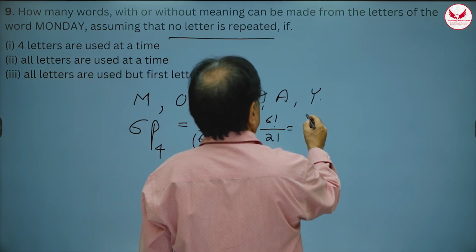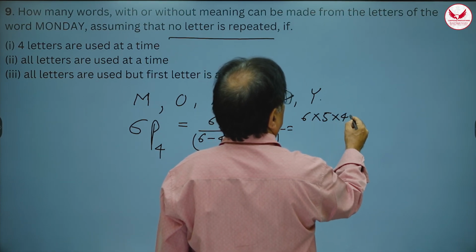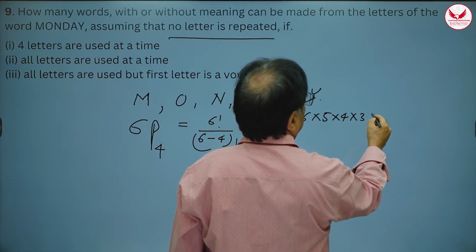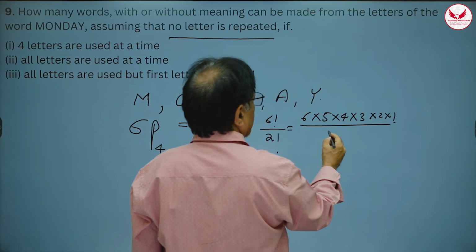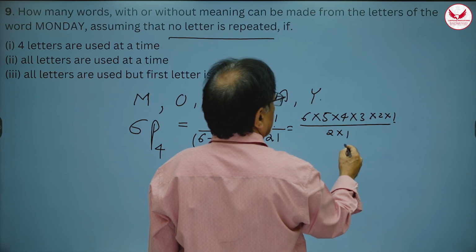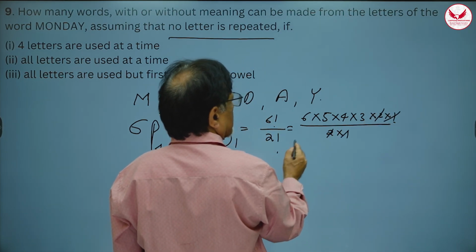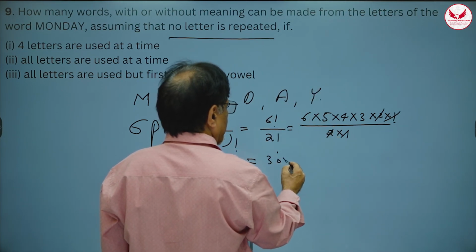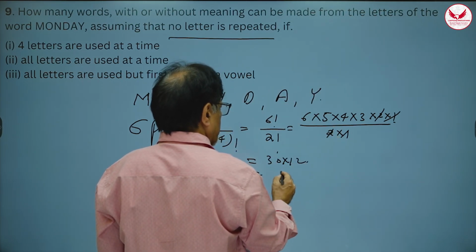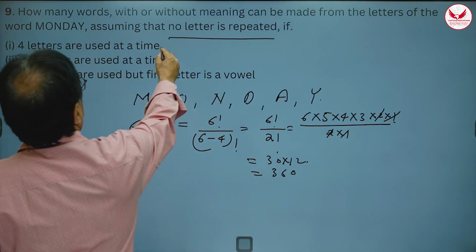And 6 factorial means what? 6 multiplied by 5 multiplied by 4 multiplied by 3 multiplied by 2 multiplied by 1. Right? And 2 factorial means 2 into 1. So this 2 into 1 gets cancelled. So remaining is the answer. So 6 into 5, that is 30. 30 multiplied by 12. So that means 360 is the answer for the first question.